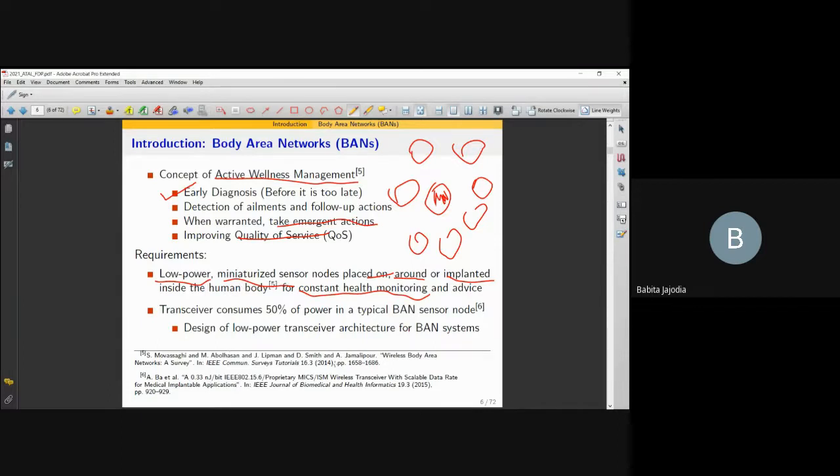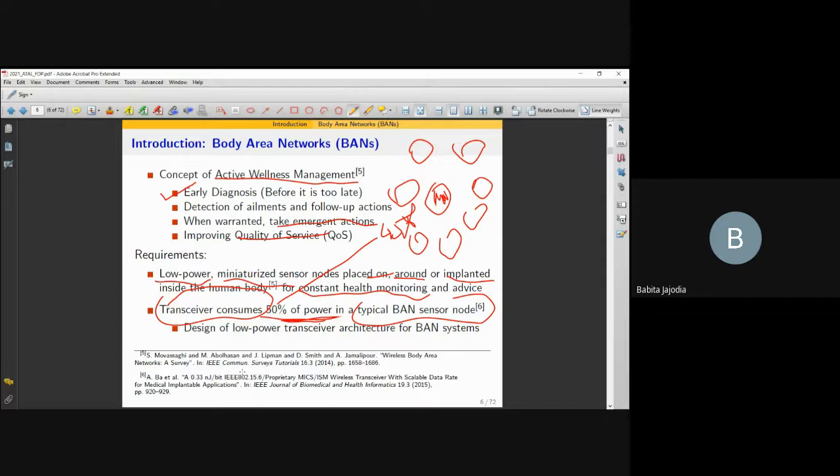In a typical body area network sensor node, you can see that a maximum of 50% of the power consumption is taken by the transceiver. So if you are able to bring this 50% down to maybe 45%, that is where you are saving power. Everyone's small contribution will lead to an efficient transceiver which can be applied for health monitoring systems as well.